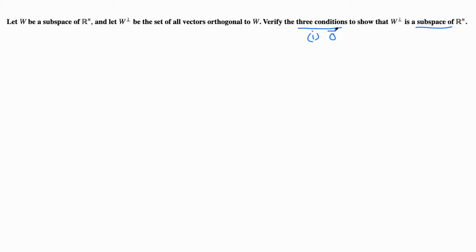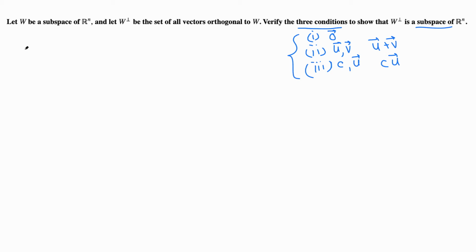Zero element should be in that space. If there are two elements u and v, then their sum should be there, and scalar multiple of a vector. If you have a constant c and a vector u, then c times u should be there as well. So these are the three conditions needed to show for W perp to be a subspace of Rn.